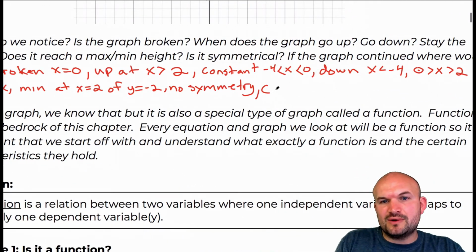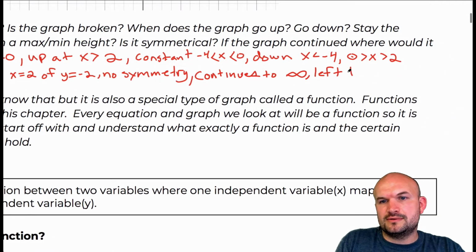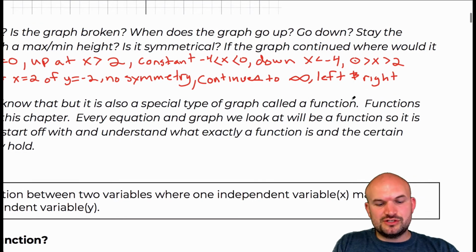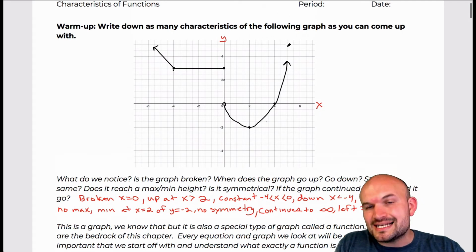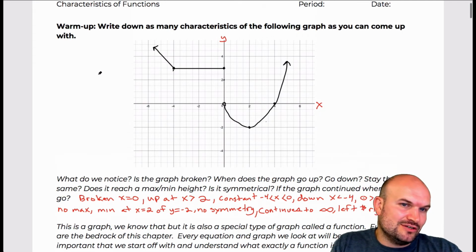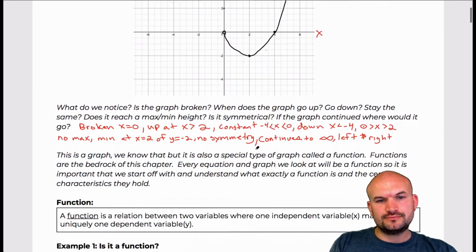So we can just say the graph continues to infinity, and I'll say left and right. As the graph continues to the right, you can see that the graph is continually going up towards positive infinity. As the graph continues to the left, it's going to continue going up towards positive infinity.